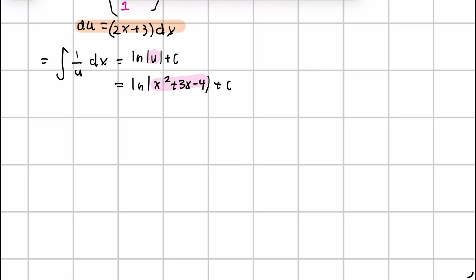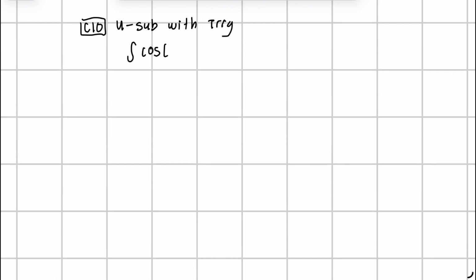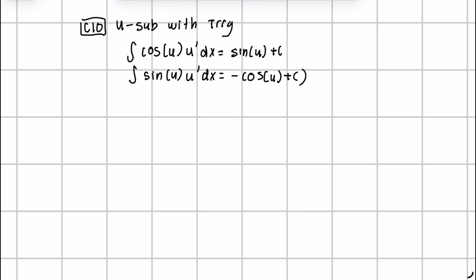Easy. Now let's do some u substitution, u sub with trig. This is our 10th case you could possibly see on the AP. So you have the integral of cosine of u, and then you multiply it by u prime dx, is equal to sine u plus c. And we also have the case where sine of u times u prime dx is equal to negative cosine u plus c. So this was what we saw earlier with our trig, right? So when we go from sine to cosine, we have a negative sign that appears. And when we have our cosine and we go to sine, we stay positive.